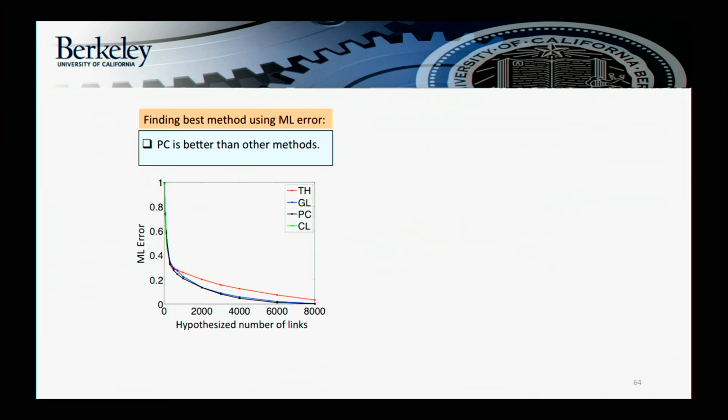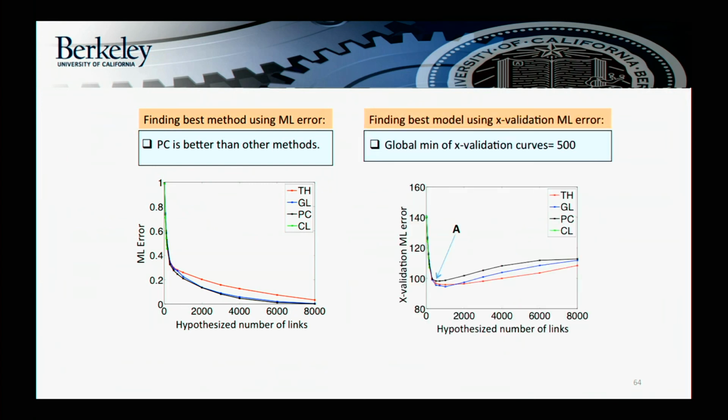Now, in this scenario we don't know the true solution, so we cannot use the idea of the link error curves. But we learned from our circuit examples that the ML error curve is a good surrogate error that we can use for the cases where we don't know the link error curve. So we computed the ML error for different hypothesized numbers of links. By comparing the performance or the error of different methods, we can find out what is the best method over different regions. But in order to find the best number of edges that each method is able to find, this method is not useful.